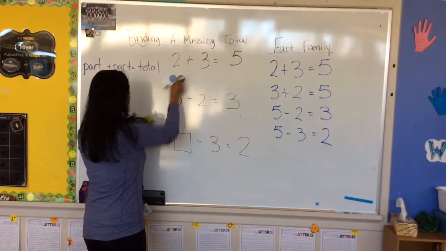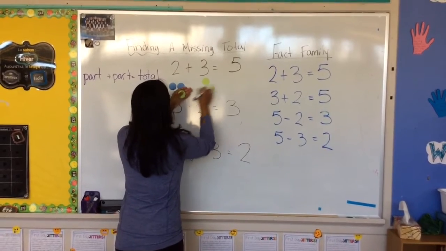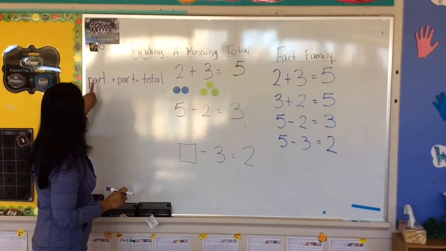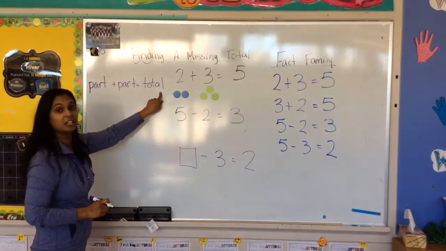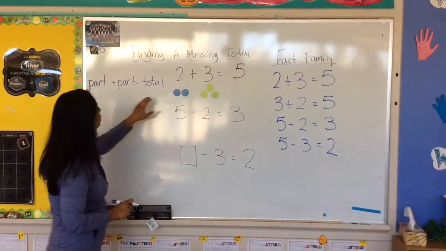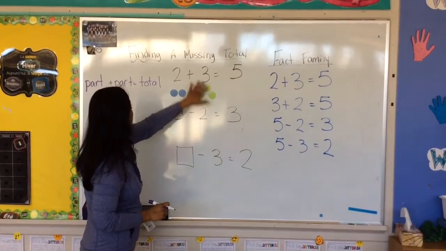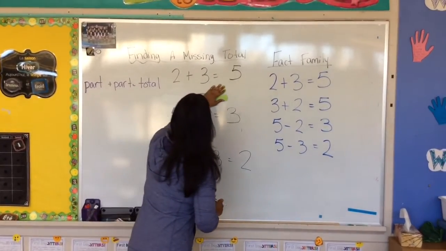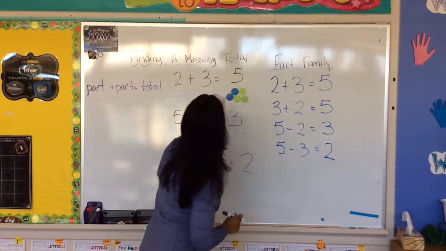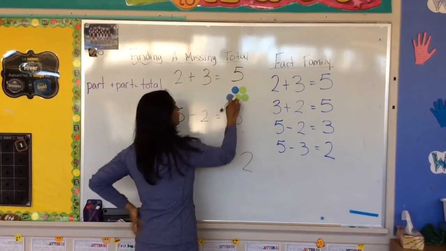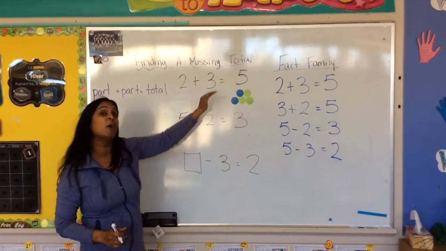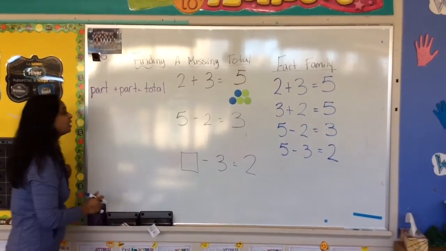Here I have 2 blue marbles and 3 green marbles. So these are my 2 parts that I have. We know that 2 small parts will make a total, which is our big number. So my first part is 2 and my second part is 3, and I have to add them together. So if I were to do that, I would put them all together, and that would give a total of 1, 2, 3, 4, 5. So when we add, we're putting 2 small parts together to make a big part.